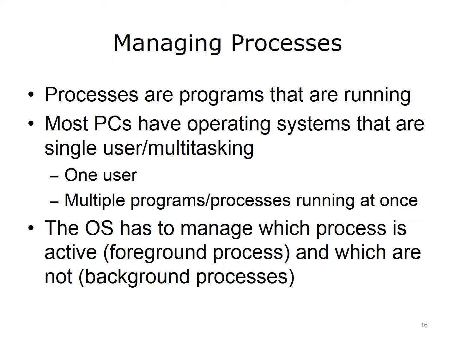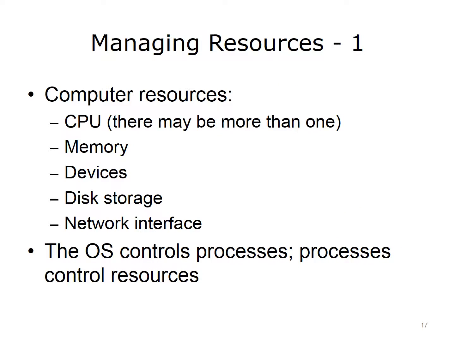However, even in a single-user setting, it is possible to have multiple processes active at once. For example, a user may be downloading an MP3 file while printing a document and writing an email. The OS has to manage which process is running at a given time, or multiple processes if there are multiple processors, and how these processes share the computer's resources. Computer resources to be managed include the Central Processing Unit, or CPU, and there may be more than one, the Random Access Memory, or RAM, devices, secondary storage or disk storage, such as the hard drive, and a network interface.